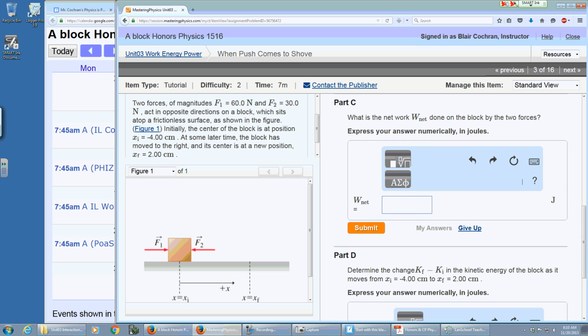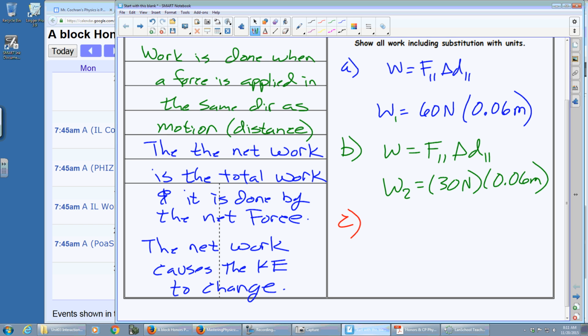What is the net work done on the block by the two forces? Now, which would you guys prefer to do? Figure out directly the net force, and therefore the net work, or figure out the total work done? Total work? Okay. So to do the total work, what I need to say is, which of these two is adding to the energy, and which of these is taking away from the amount of energy it has?